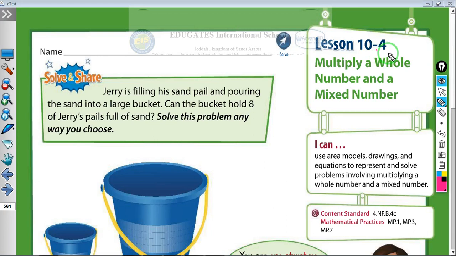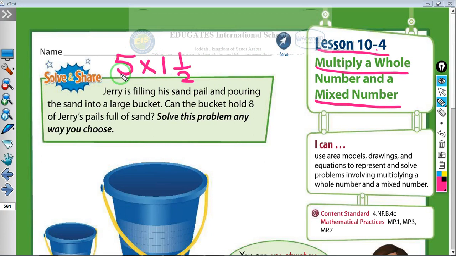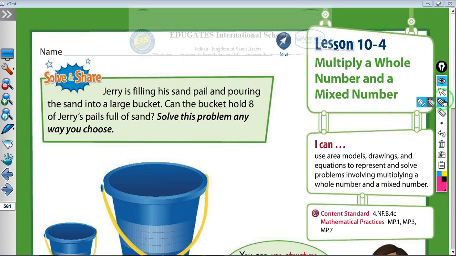This is lesson 10.4. We will learn today how to multiply a whole number, like 5, by a mixed number, like 1.5. So today we will learn how to multiply a whole number and a mixed number. This page is the introduction. The next page is more important.